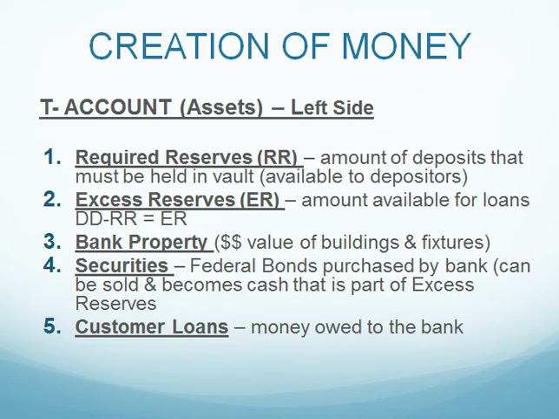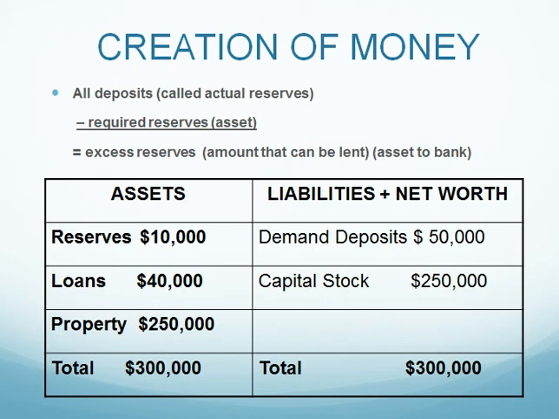So we have T account assets on the left side. These are the required reserves. It's the amount of deposits that have to be held in a vault available to depositors. The excess reserves, the amount available for loans, and you calculate the excess reserves by taking the demand deposits, subtracting the required reserves, and that gives you excess reserves. Bank property would be their capital, the value of their building and fixtures. Securities are federal bonds that are purchased by the banks, which can be sold and become cash that is part of excess reserves. And then customer loans. That's money that's owed to the bank.